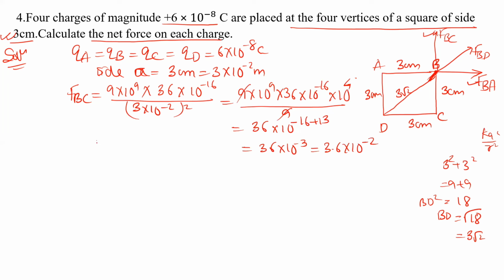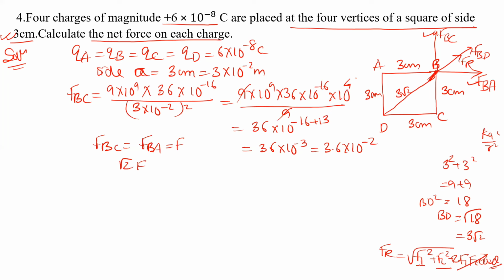And this force BC will be equal to the force on the charge B due to A. Both are equal, so I'm considering this to be F. And the resultant will be in this direction. The resultant you already know, you calculate it to be root 2 F. The angle between them is 90 degree, and the formula for resultant is the square root of F1 square plus F2 square plus 2 F1 F2 cos theta. Theta is 90, so this term will get cancelled, and these two forces are of equal magnitude, so it is root 2 F.